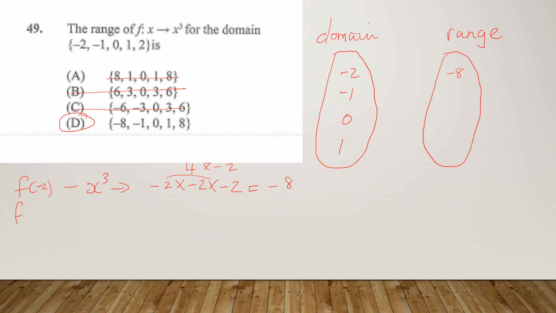So f of -1, x to the third, we're going to get -1 times -1 times -1. So these first two negatives will give us a +1 times -1. I'm going to get -1. So that goes to that, and that goes to that. So that's our next value. So it's D.